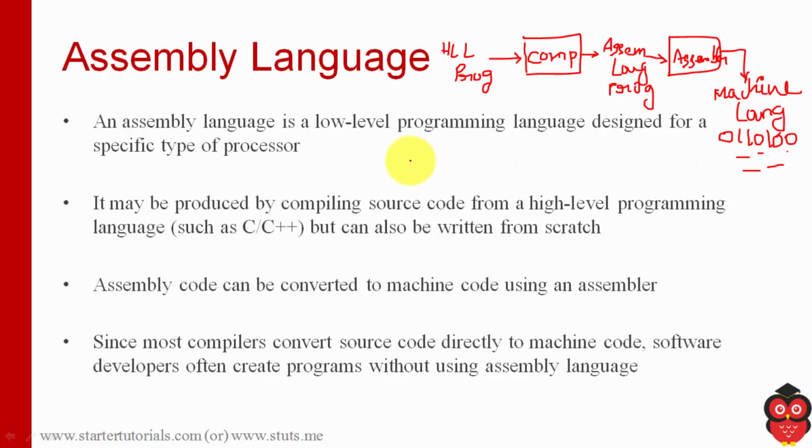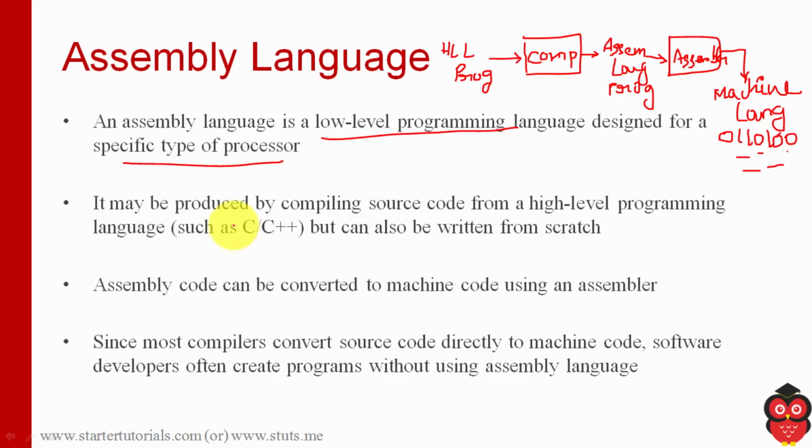Okay. So if you can see here, assembly language is a low-level programming language which is designed for a specific type of processor. So if you look at the 8051 microcontroller, the assembly language instructions will be different from the assembly language instructions which belong to the 8253 microcontroller. The instructions might be similar, but the actual formatting and all those details will be different for both the microcontrollers.